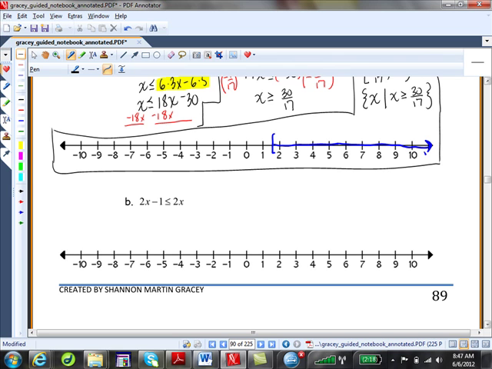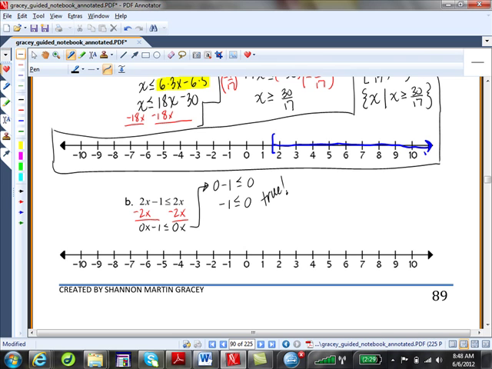If we were to subtract 2x from both sides, we will get 0x minus 1 is less than or equal to 0x. Bringing it up here, that gives us 0 minus 1 is less than or equal to 0. Negative 1 is less than or equal to 0. So what do you think? Would you say true or false? You got it. That bad boy is true.